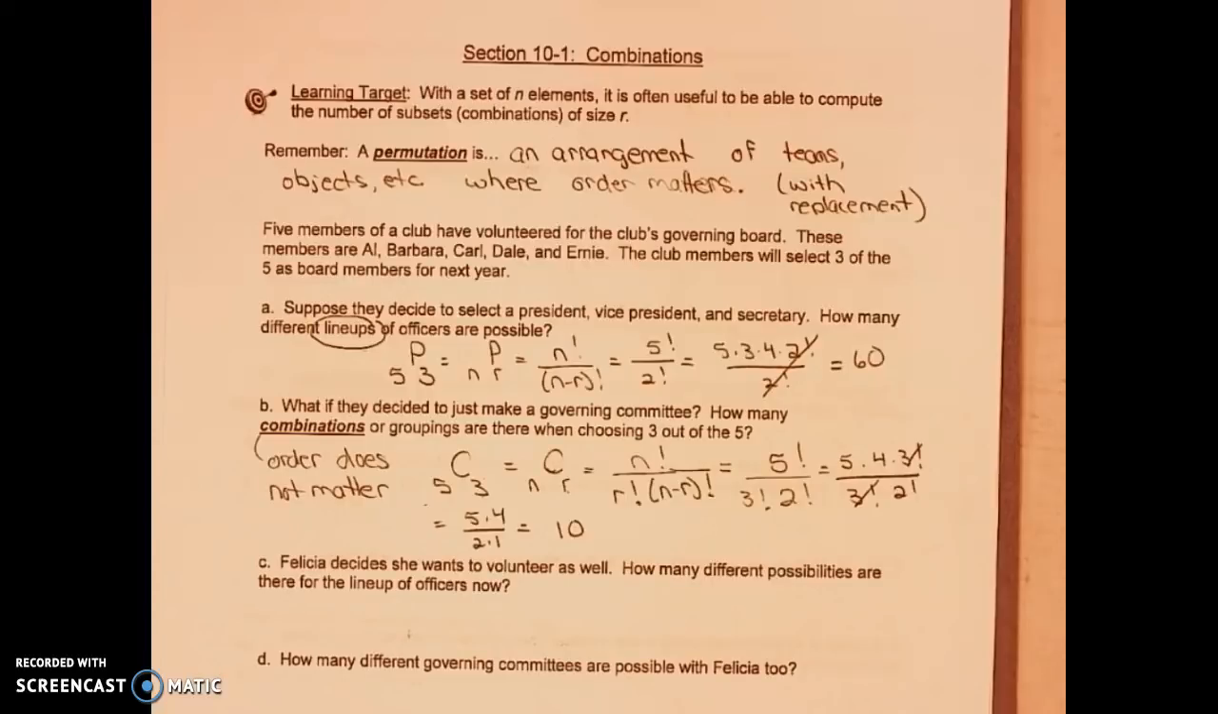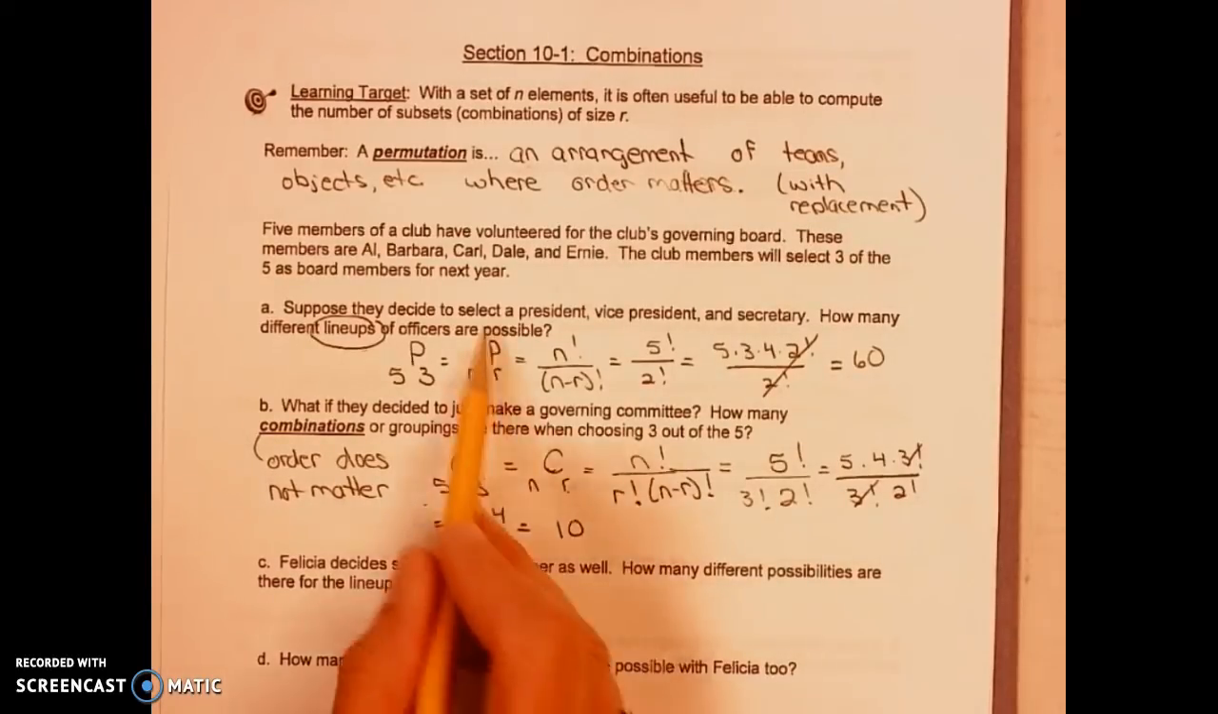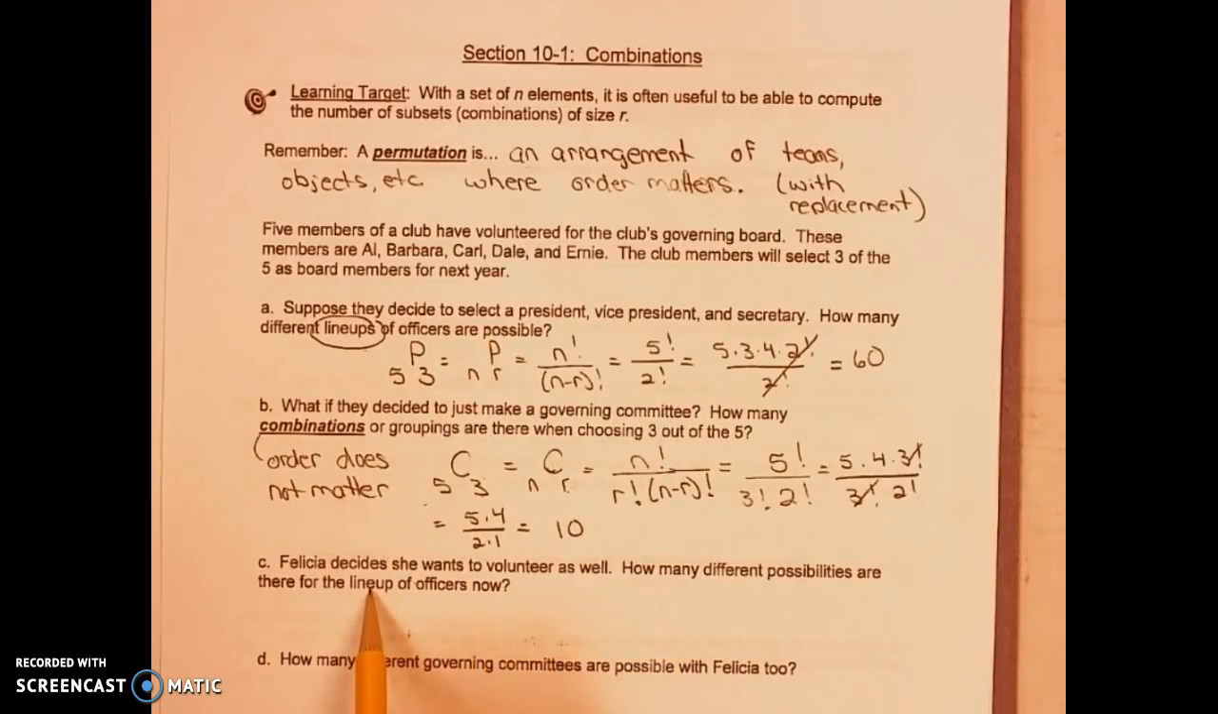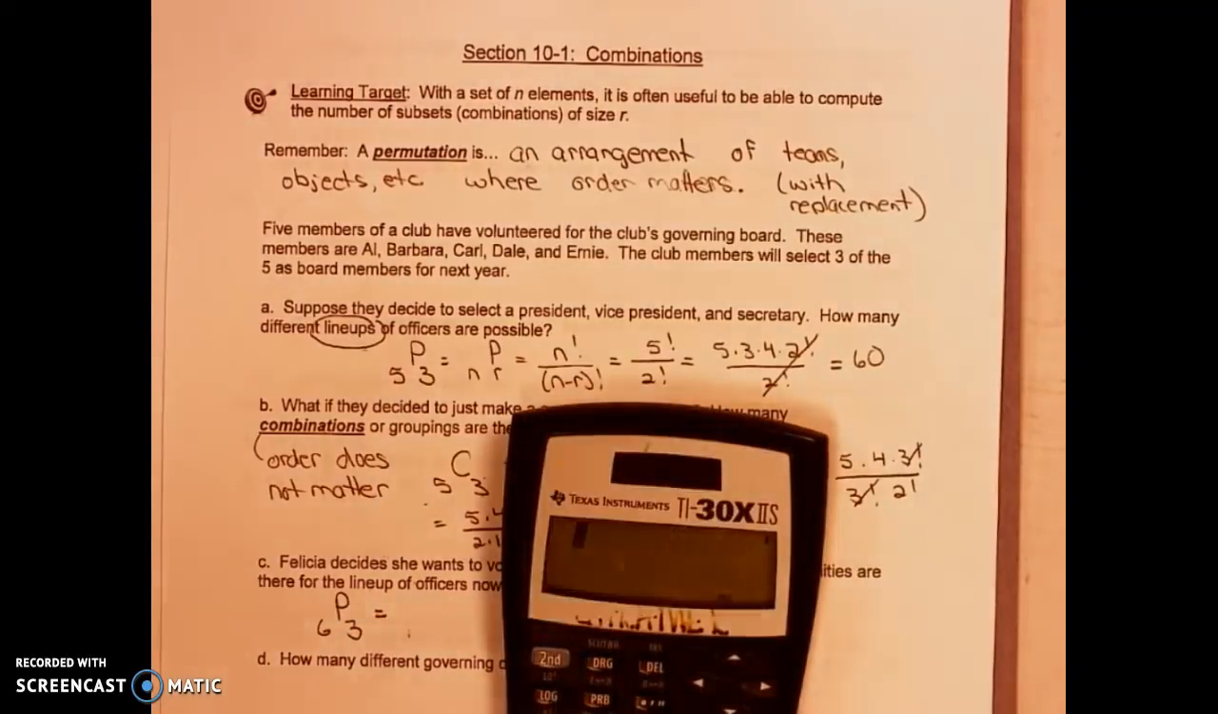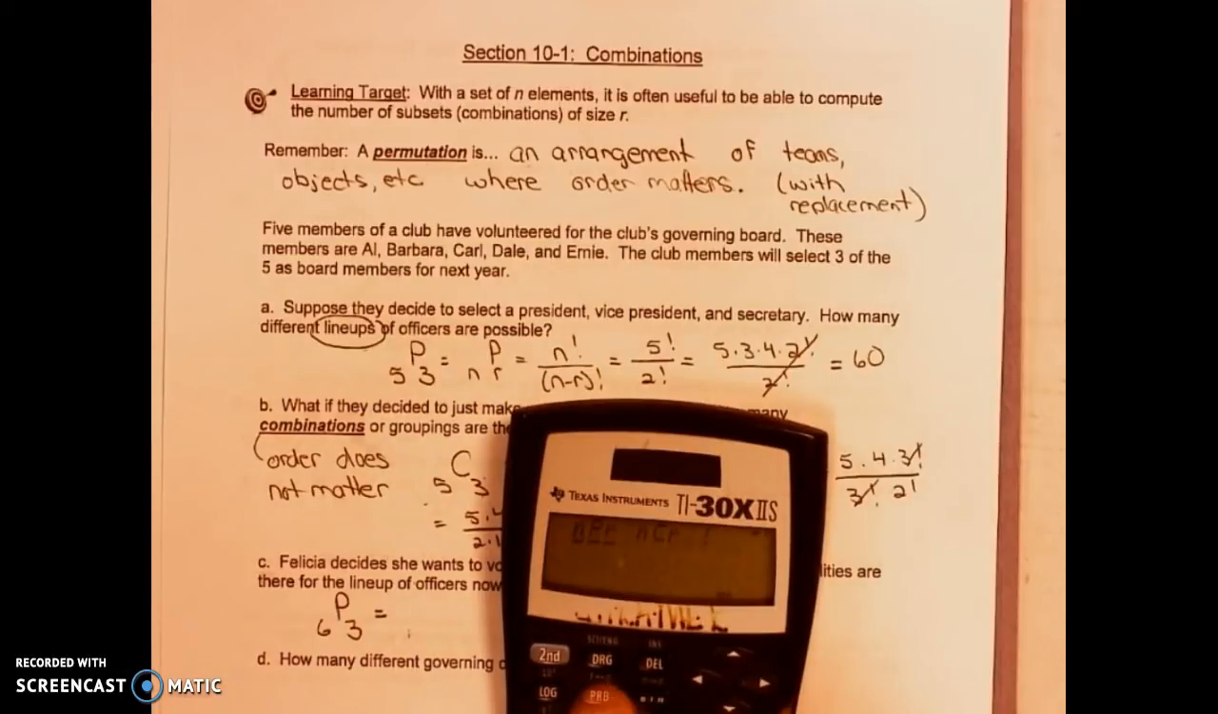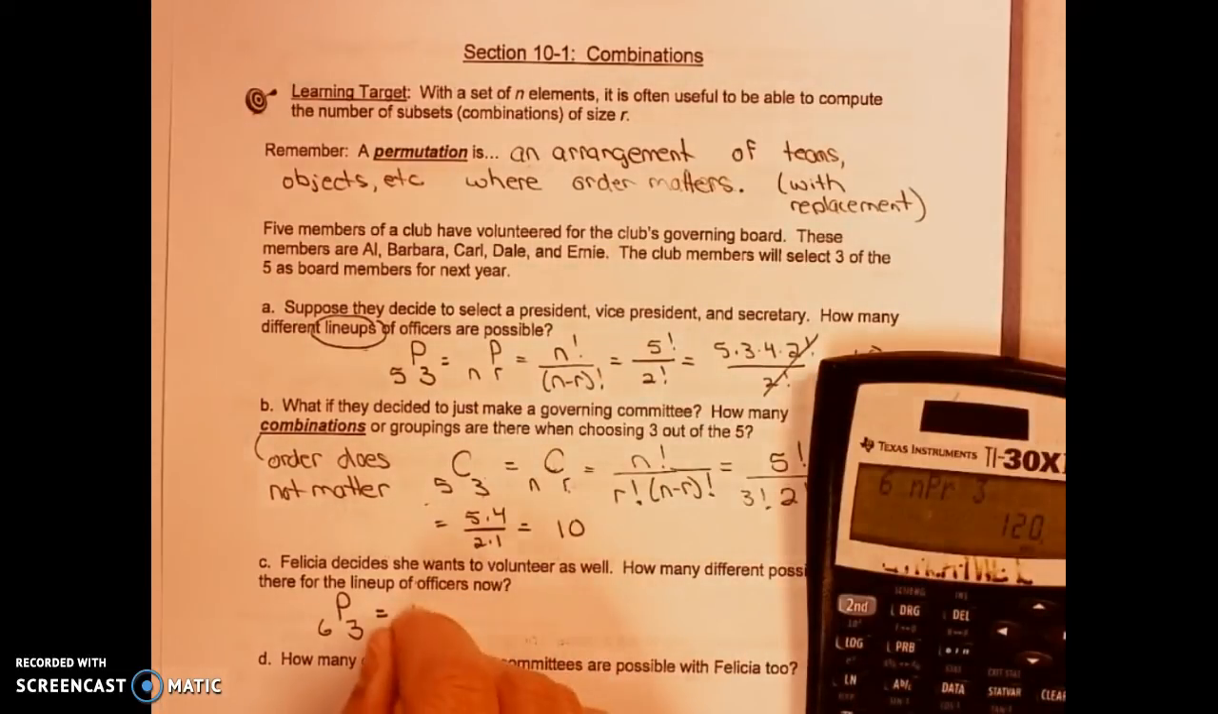Now it says Felicia decides she wants to volunteer as well. How many possibilities are there for the lineup of officers now? So really what we're referring back to is A. The only difference is Felicia wants to volunteer as well. So now we've got permutations. We've now added in a 6th person, but again we're only selecting 3. Go ahead and plug that in my calculator. We end up with 120.